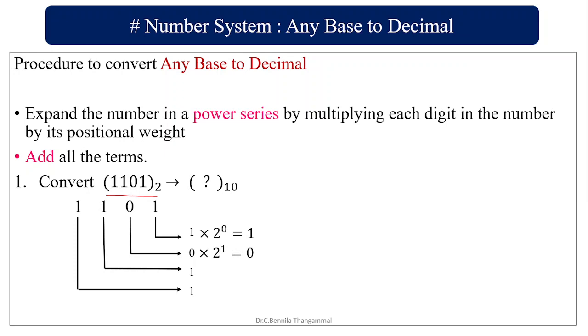So 0 into anything is going to be 0. Next, position is 2 power 2. 2 power 2 is 4. 1 into 4 is 4. And next is 2 power 3. 2 power 3 is 8. 1 into 2 power 3 is going to be 8. So the second step is to add all. 8 plus 4 plus 1 is going to be 13. So this is your answer.